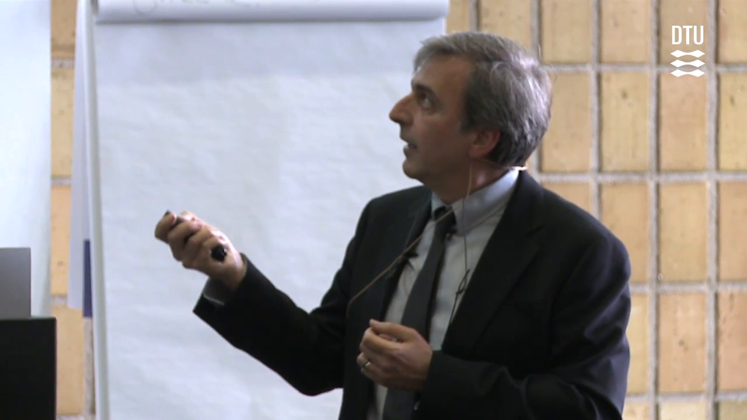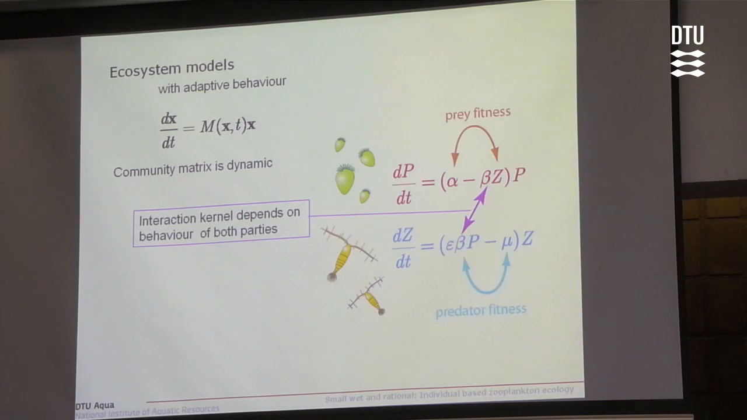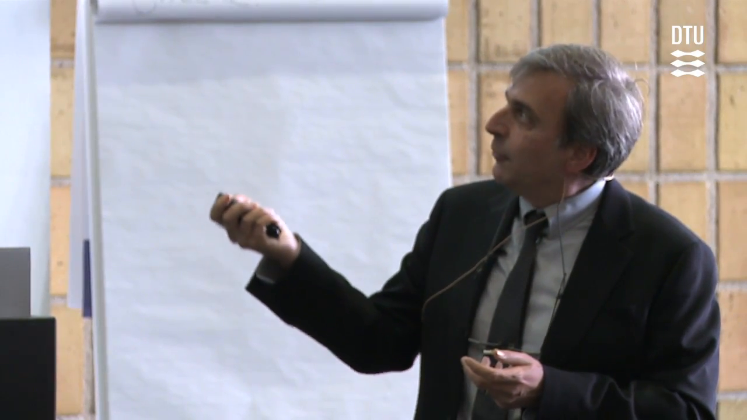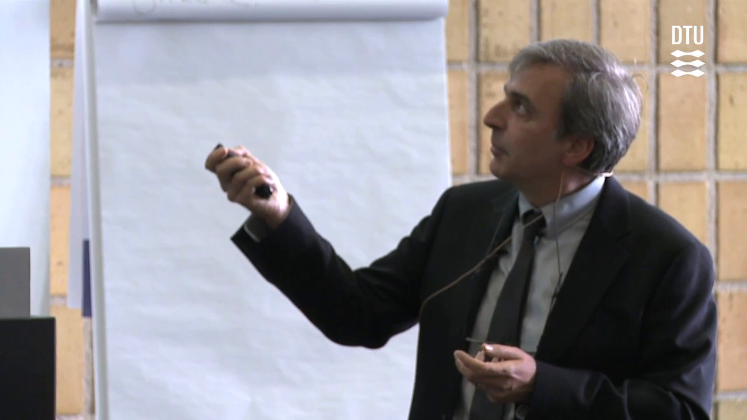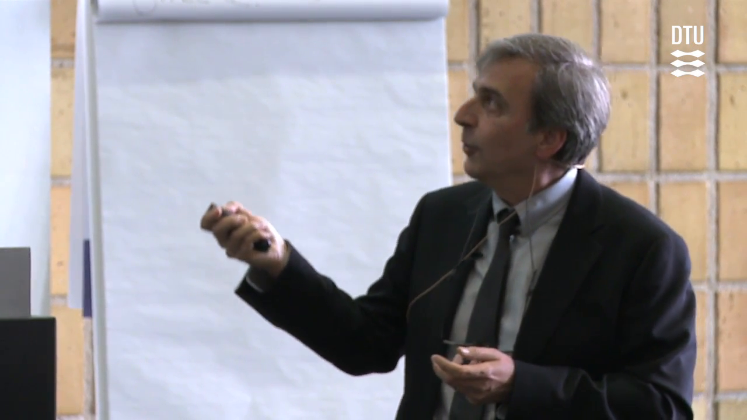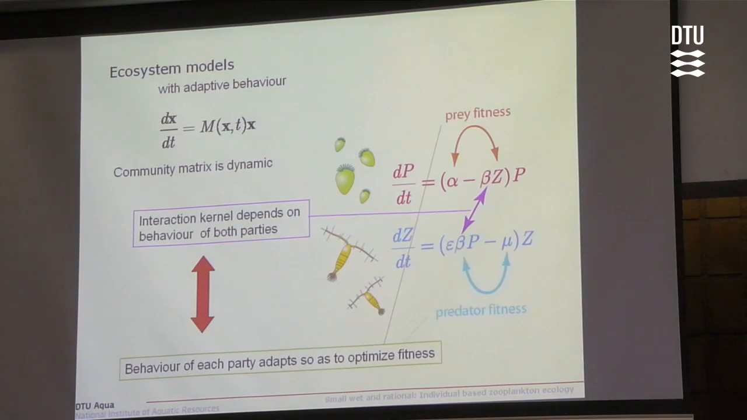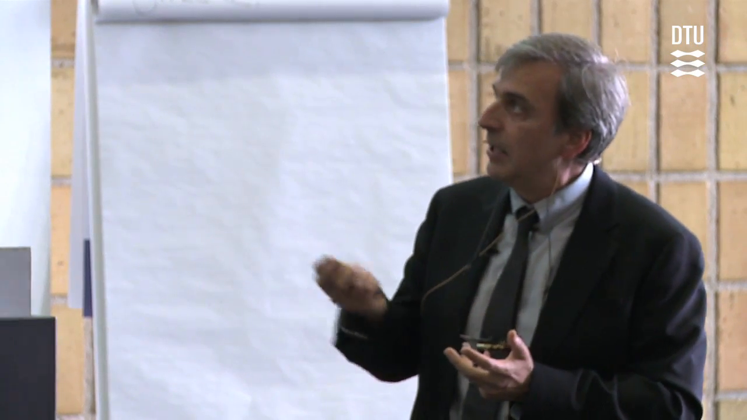And you can sort of see that over there are the interaction terms. The interaction term between these two depends on the behavior of both parties, not just the copepod or the ciliate, but both parties have a role to play in the interaction term. Not only that, they have to try to trade off their particular fitness between a balance of those two terms. In other words, there's a whole complex of mechanisms embedded within this that are dynamic. In other words, that community matrix is dynamic.